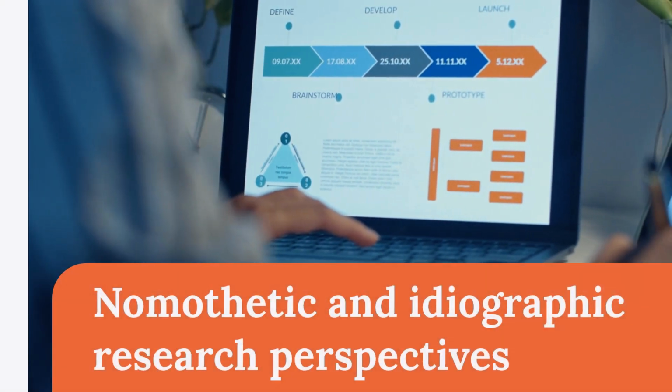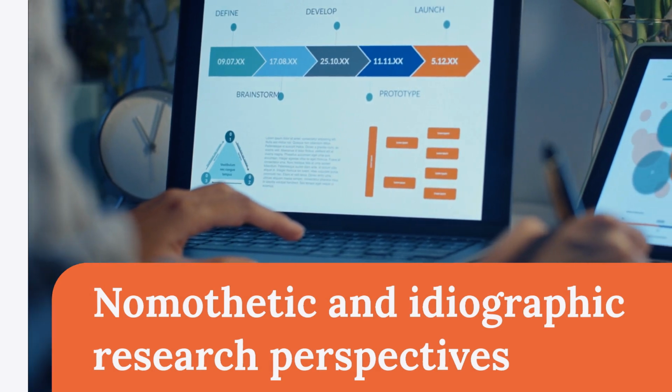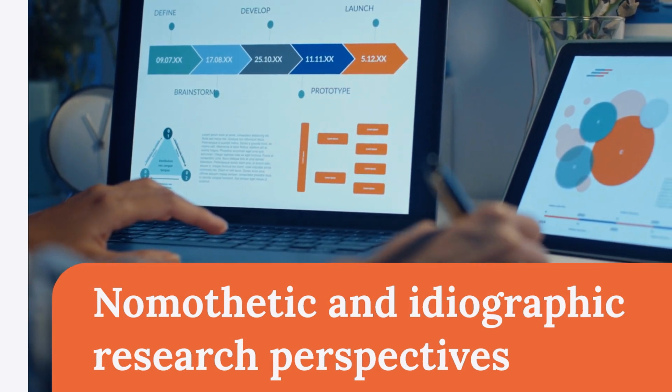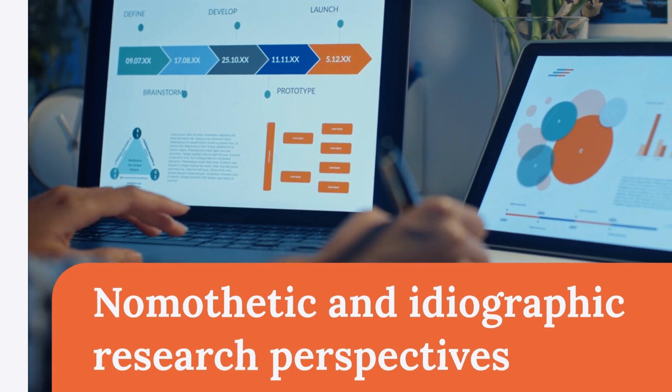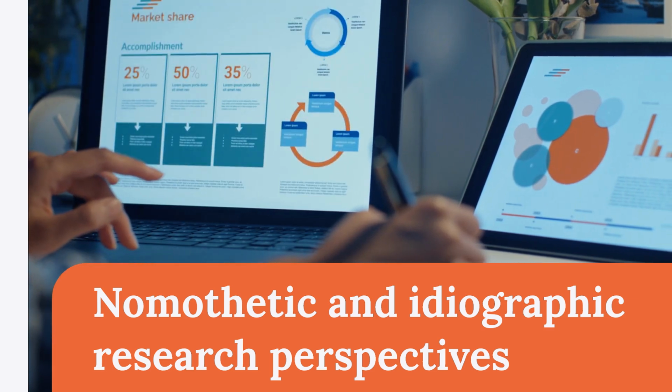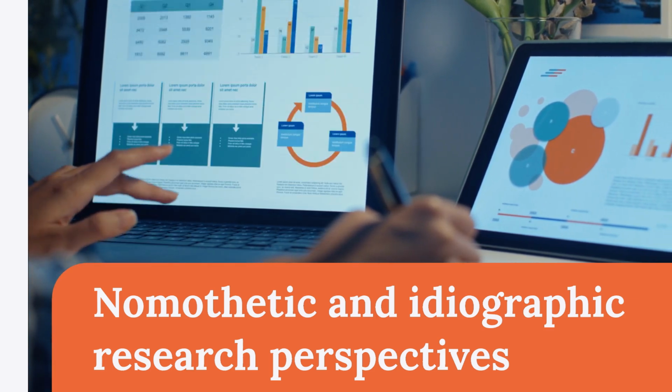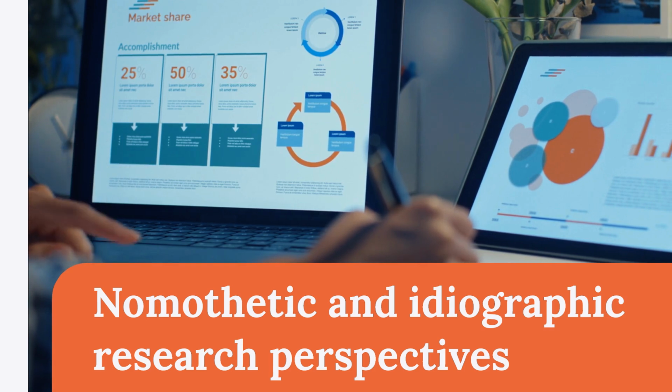Nomothetic perspectives seek universal traits. Ideographic perspectives focus on individual uniqueness. Both approaches have research implications. Nomothetic allows for standardized measures. Ideographic provides nuanced understanding.